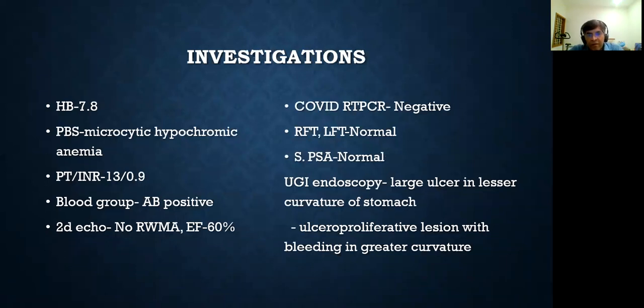So he was investigated first. He was found to be anemic. Peripheral smear showed microcytic hypochromic anemia. We got his RT-PCR done, which is a protocol, and it was negative. Renal function and liver function tests were normal. His blood group was AB positive.